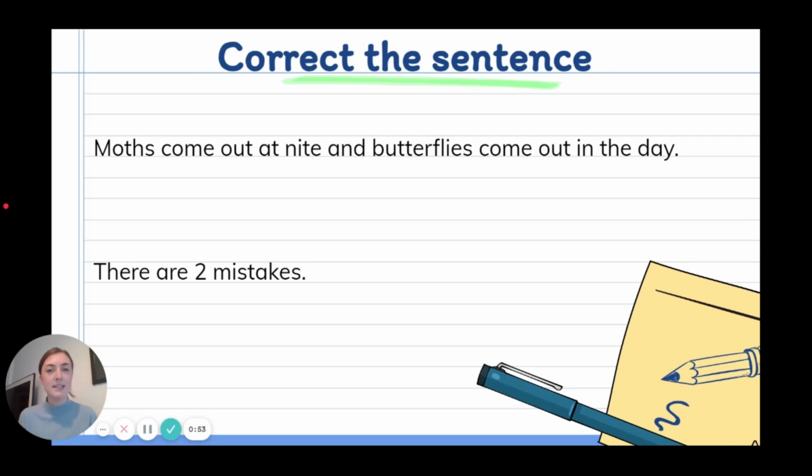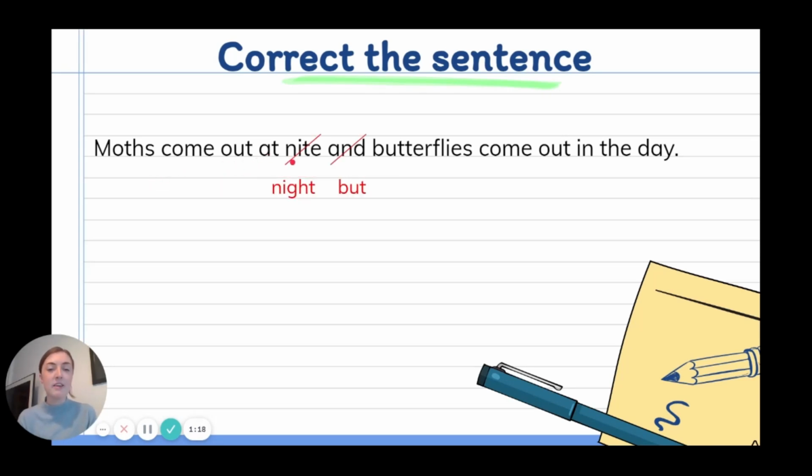Here is our correct the sentence. There are two mistakes today. Capitalize the first word. Moths come out at night and butterflies come out in the day. Let's read that again. Moths come out at night and butterflies come out in the day. Pause now and find those two mistakes. Let's see how you got on.